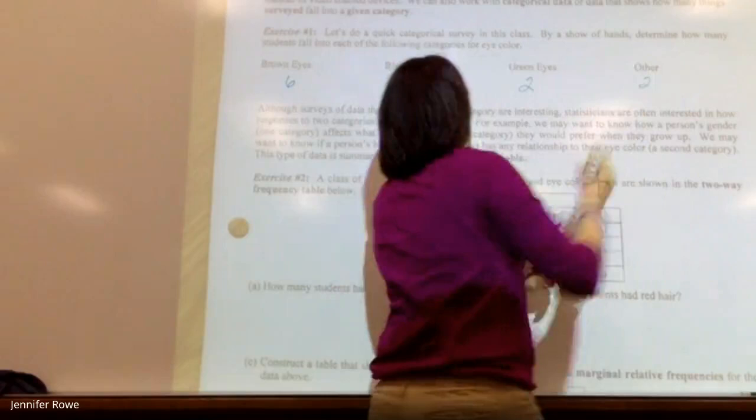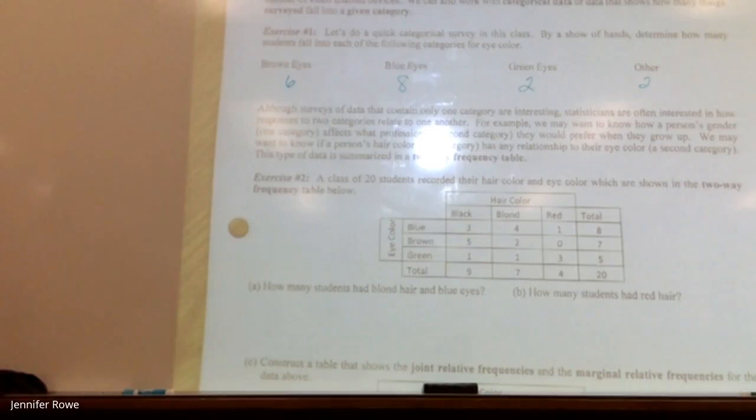Okay. Although surveys of data that contain only one category are interesting, statisticians are often interested in how responses to two categories relate to one another. For example, we may want to know how a person's gender, that's one category, affects what profession, a second category, they will prefer when they grow up. We may want to know if a person's hair color, one category, has any relationship to their eye color, a second category. This type of data is summarized in a two-way frequency table.